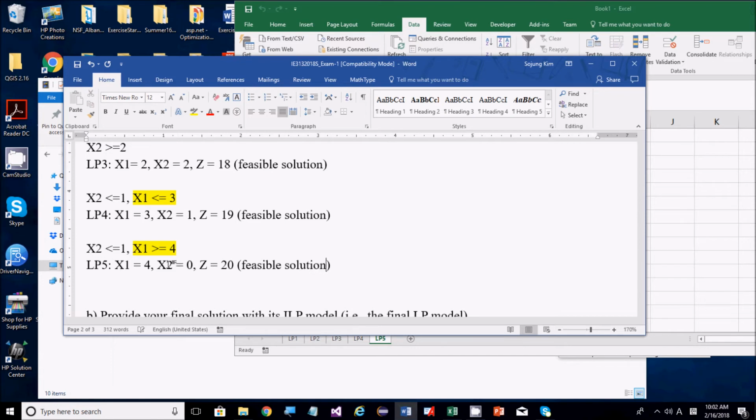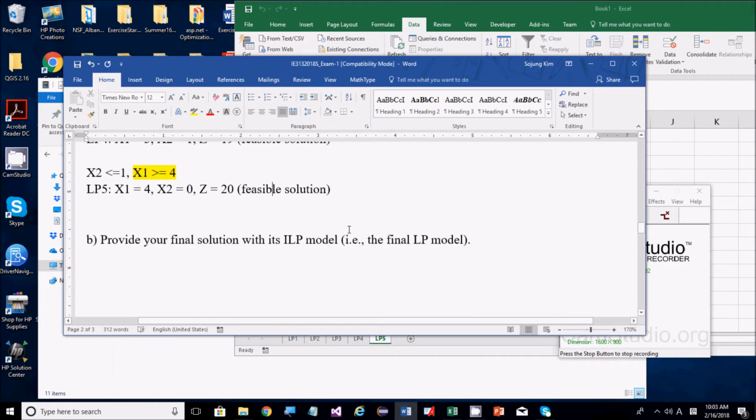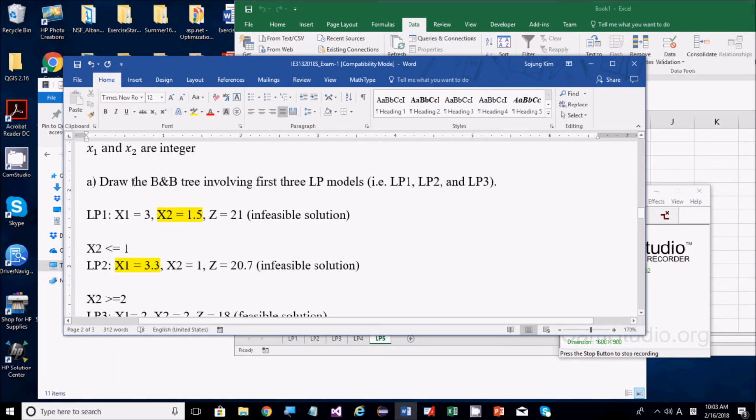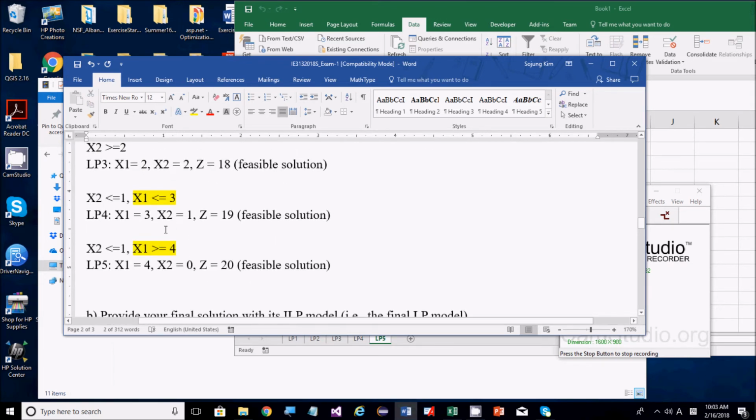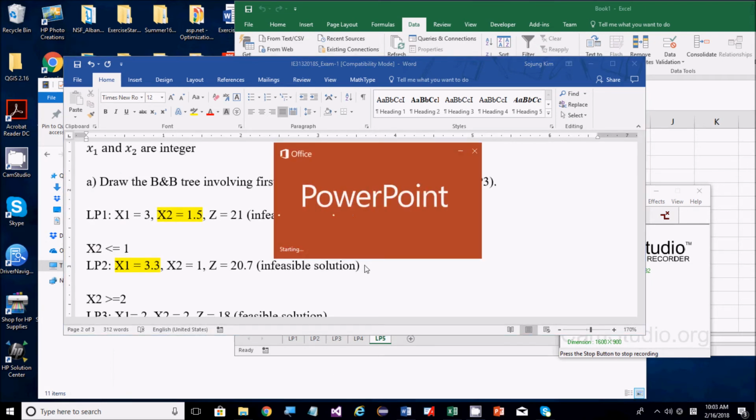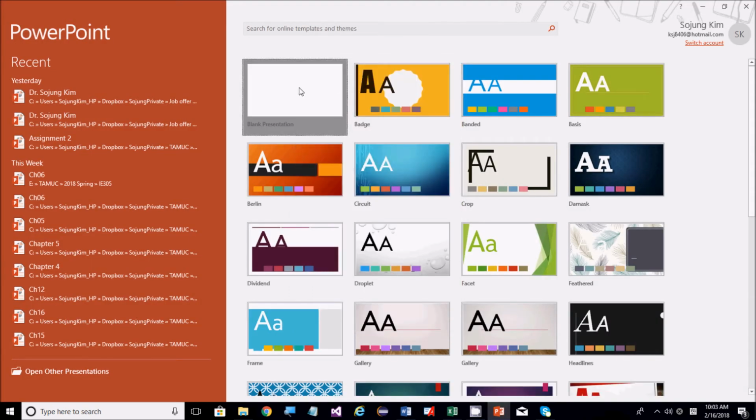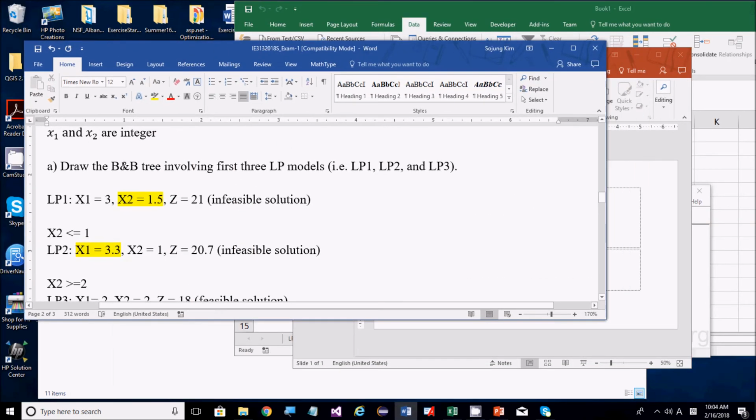Also, it is a feasible solution because two variables are integer. So we are done actually, because we already checked all possible cases in the branch and bound algorithm, right? So far we have 5 different LP models. So if you draw the branch and bound tree, then you can get the answer of the first sub question.